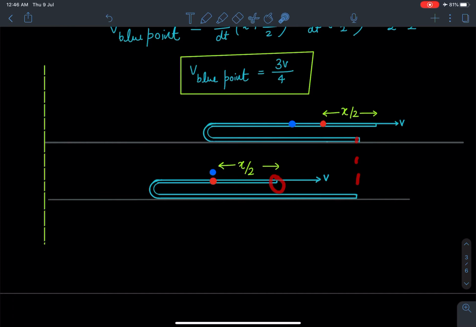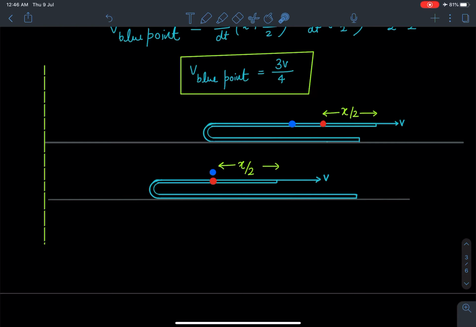But this end, which was earlier here, has reached somewhere here. So now the length of the moving part has increased compared to earlier, which was x. Since I marked a red color on the carpet, the red color will still be at a distance of x by 2. So if I ask the velocity of that red point on the carpet, its velocity is going to be v. That's what we have written earlier.